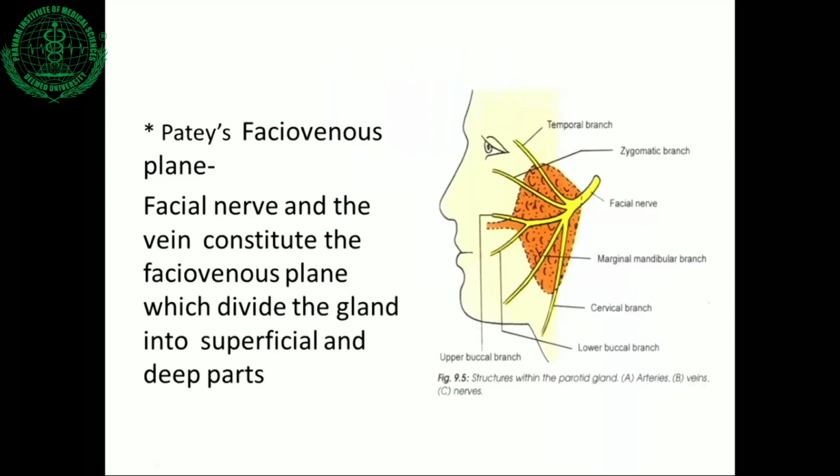Now after this, Patez's fascio-venous plane. Now regarding the extensions of the parotid gland, the different projections from the parotid gland. Second, downward to the anterior aspect of the sternocleidomastoid. Then around the posterior border of the mandible, superiorly to the inferior margin of the zygomatic arch. These are the extensions of the parotid gland.